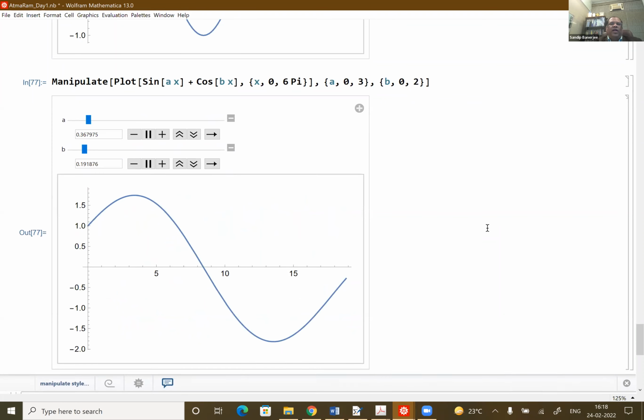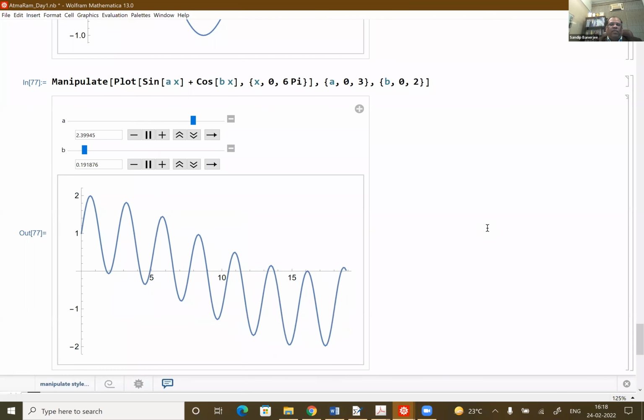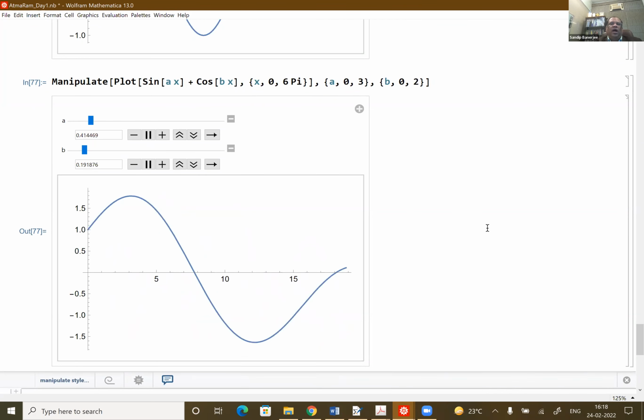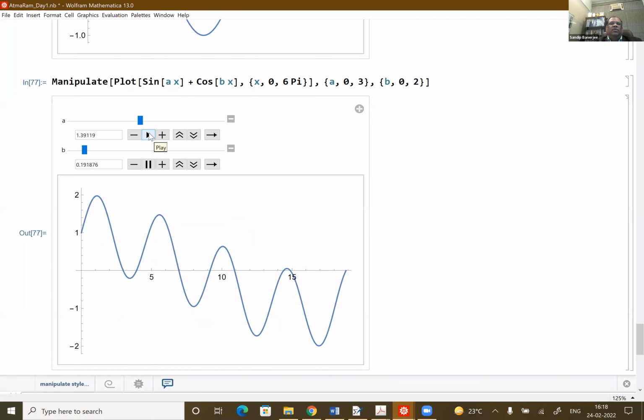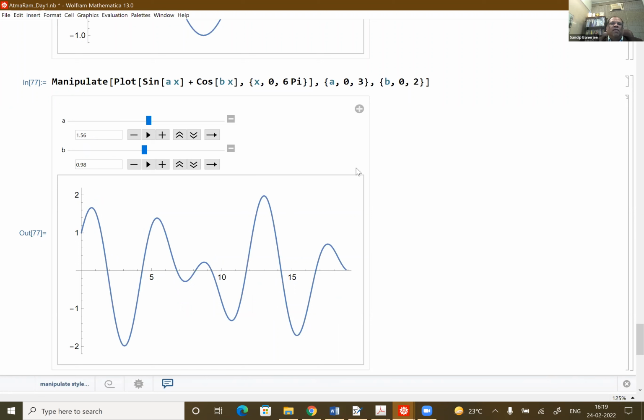Now at any point of time, if you want a particular value of A and B, and for a particular value of A and B, you need the graph. So all you have to do is you have to stop them. You put any value of A. So I want 1.56 and I need a value of B, which is say 0.98, and I press enter. So this is the graph which you will get at A equal to 1.56 and B equal to 0.98.